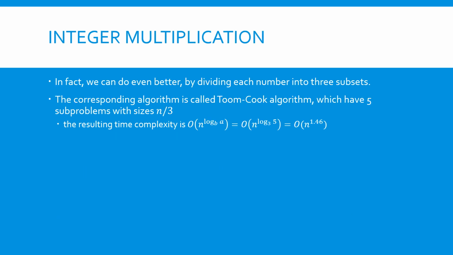Note that we can achieve even better time complexities for the integer multiplication problem. For example, using a similar approach, the Toom-Cook algorithm divides the integers into 3 equal-sized portions, each containing n over 3 digits. Then, it shows how to compute the final result using only 5 subproblems. According to the master theorem, its time complexity becomes O(n) to the power of 1.46. If you're interested, please refer to the corresponding materials online for more details.